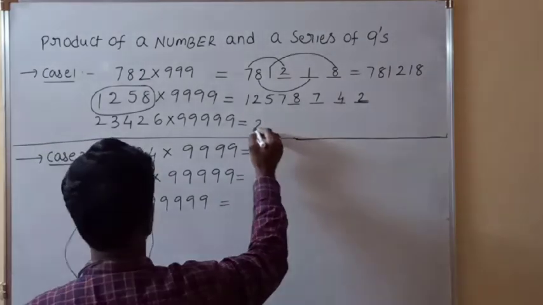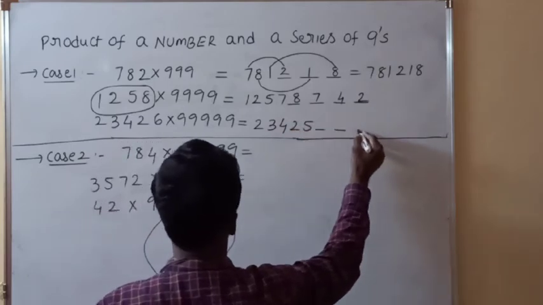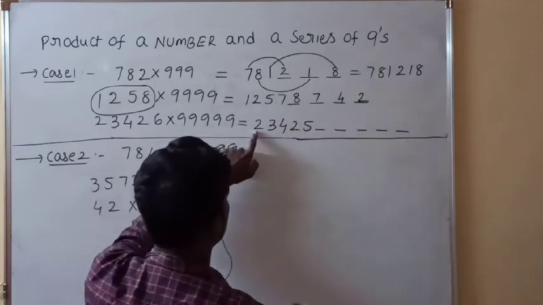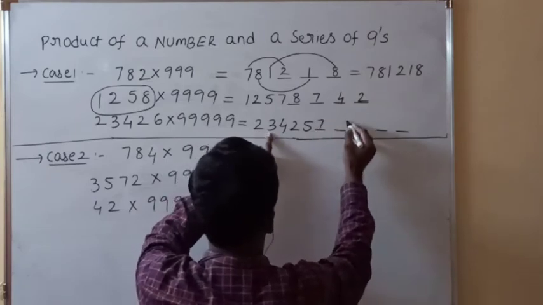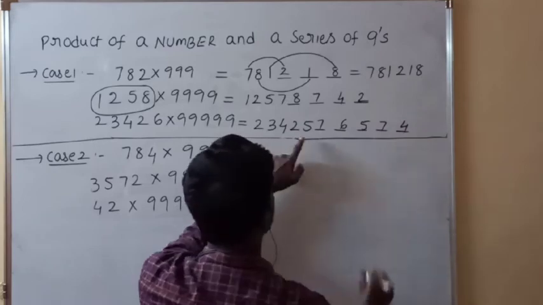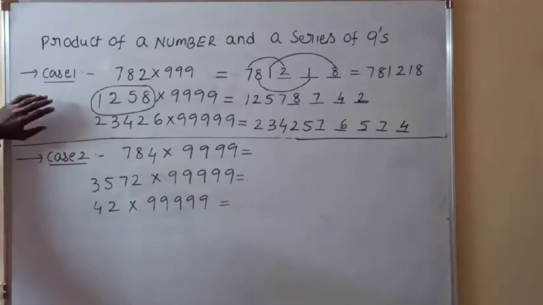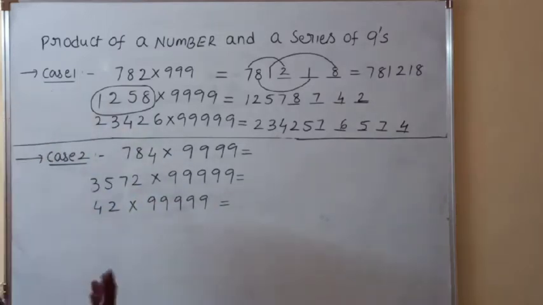In the same way, what will be the answer for the last question? The first five digits are 2, 3, 4, 2, 5. Next, what are the remaining 5 digits? 2 plus how much is 9? 7. Next 6. Next 5. Next 7. Next 4. So that was the answer. Case 1 was also discussed in an earlier session; I am just recalling it.